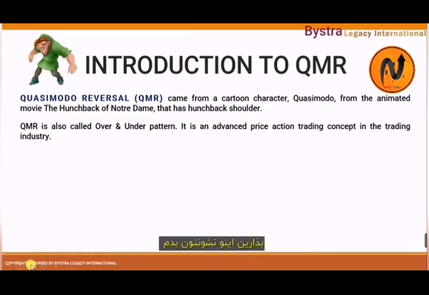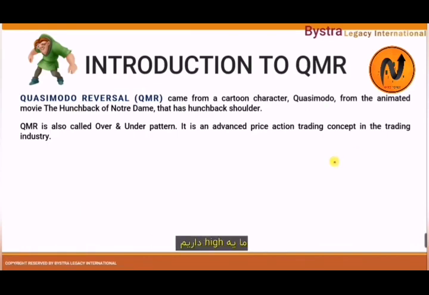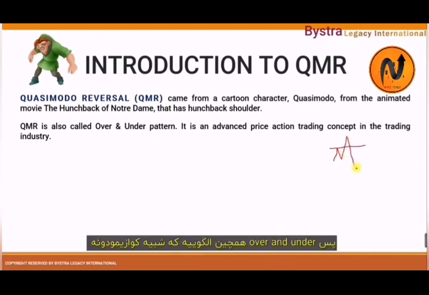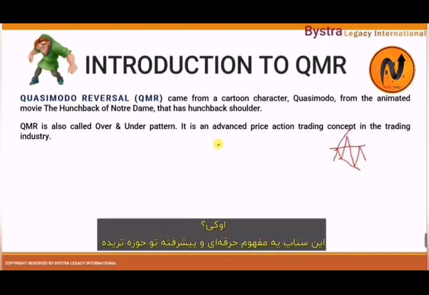So let me show you this. What is meant by over and under pattern? So we have the high, okay, high, like this. So the over and under, this is how the pattern looks like for Quasimodo. This is the over and this is the under. It is an advanced price action trading concept in the trading industry.